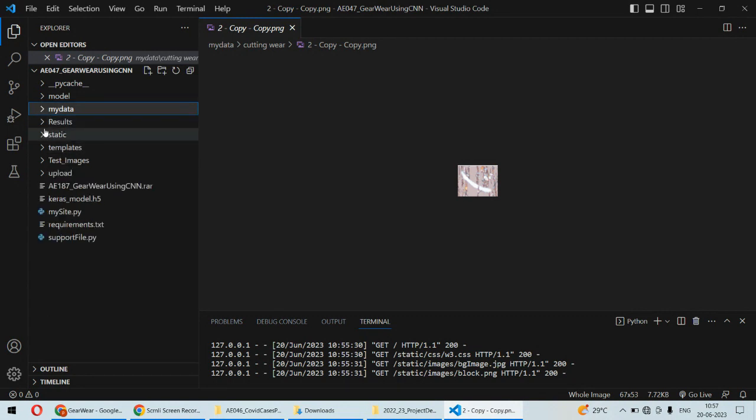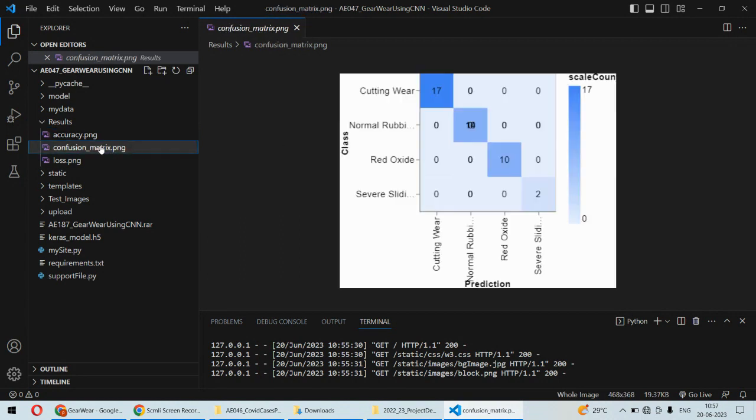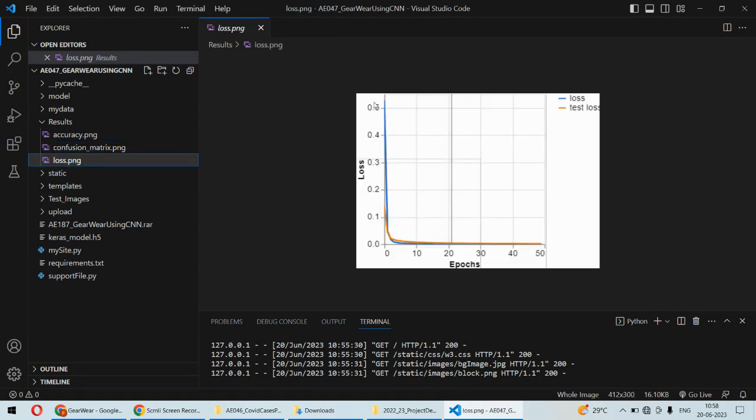As far as the model accuracy is concerned, which we have trained, here is the accuracy of the model. After almost 50 epochs, we are getting near about 100% training and testing accuracy. And this is the confusion matrix we can see. All the values on the diagonal side show that these classes have good accuracy, and also the loss curves show minimum loss after 50 epochs.